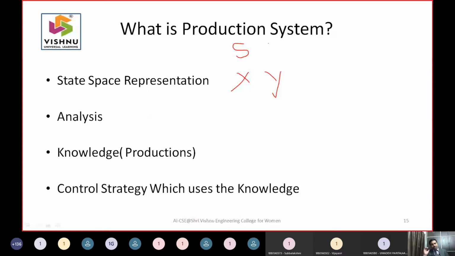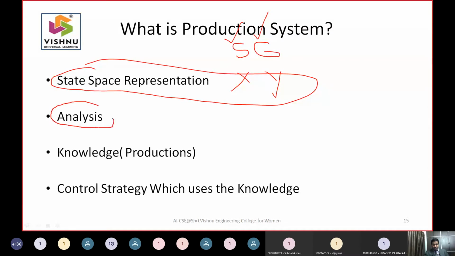So what are the components of production system? You can write: state space representation, analysis part, writing the productions, control strategy. You identify the starting state, you identify the goal state, and represent the problem in terms of state space with respect to X, Y. You have done the analysis part. You start with 0, 0, then you got 0, 3, then you got 3, 0. This is what your analysis was.